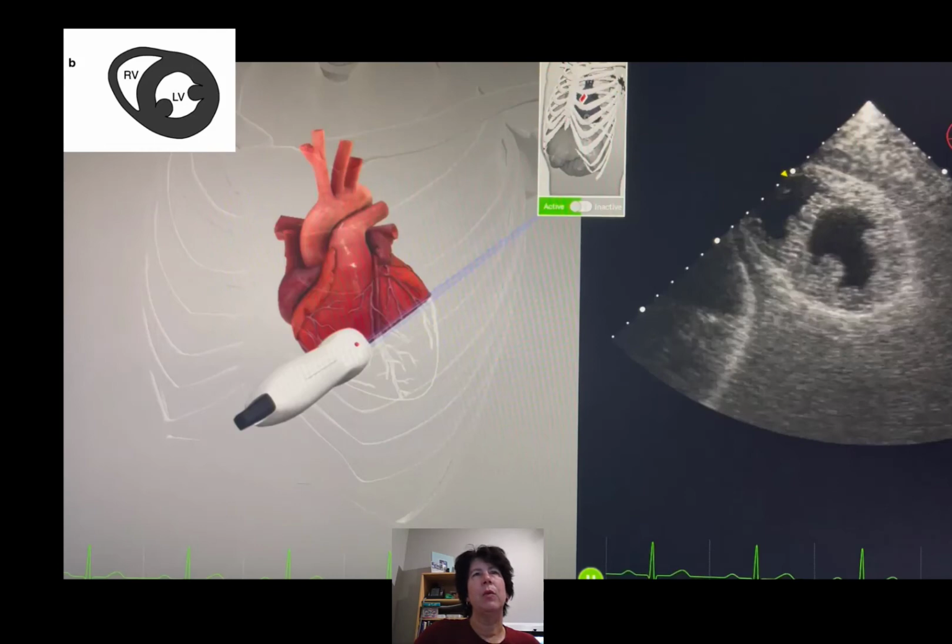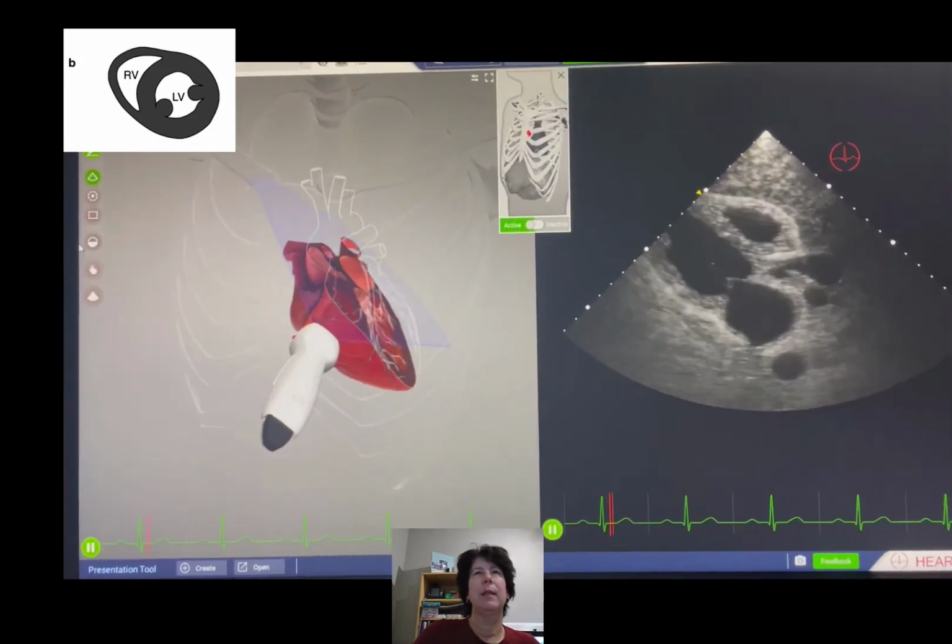Unfortunately, patients don't come with this picture, so we have to depend on what we see here. What you really want to look at is round with equal size papillary muscles. And if you don't see the right ventricle, like here where it's cut a little bit, you can try and move down one interspace.